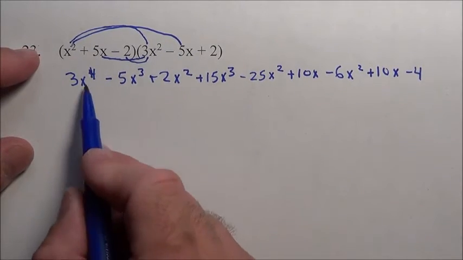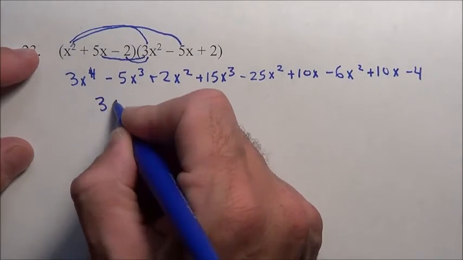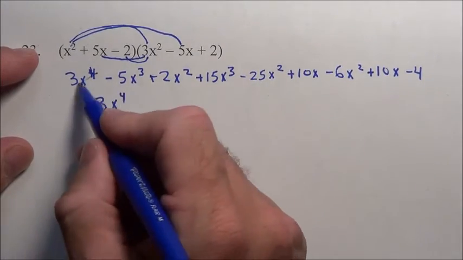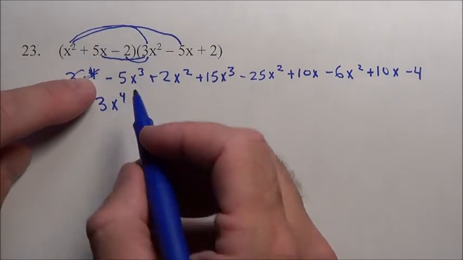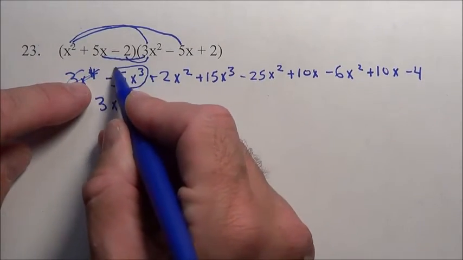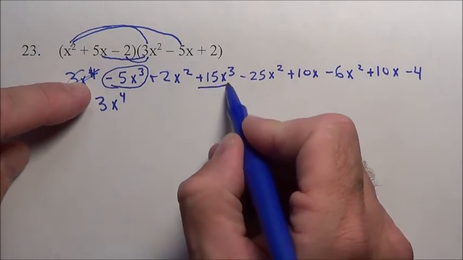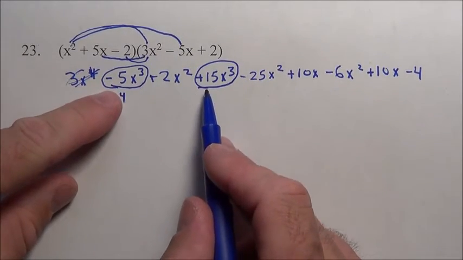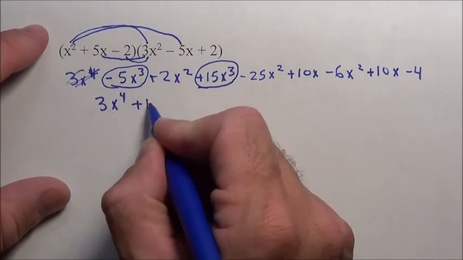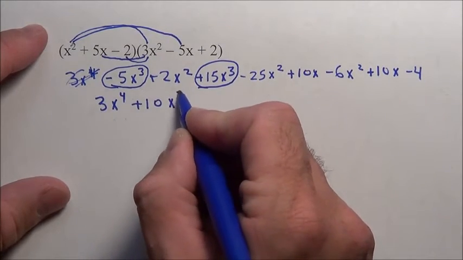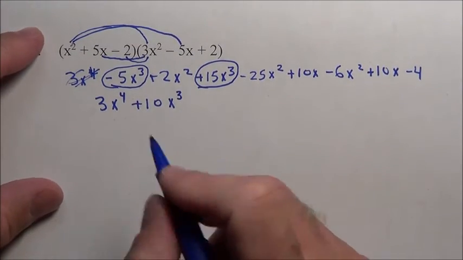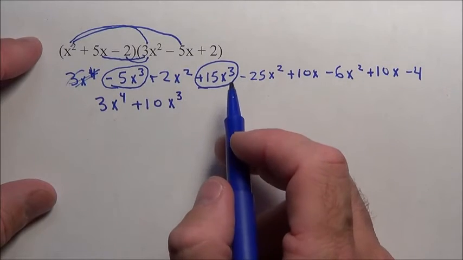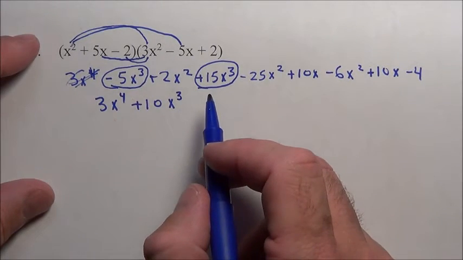Well, let's see. I've got an x to the 4th here. Nobody's going to go with that first term, 3x to the 4th. It's by itself. Now, x cubed. Let's see how many of those we have. We have minus 5 here, and 15 there, and that's it. So lose 5, gain 15. You've gained a total of 10 of those x cubes. We're just counting now. The exponents aren't getting bigger. We're not multiplying them.